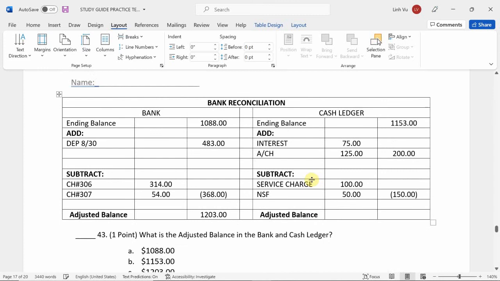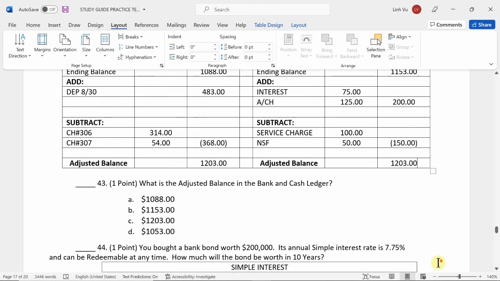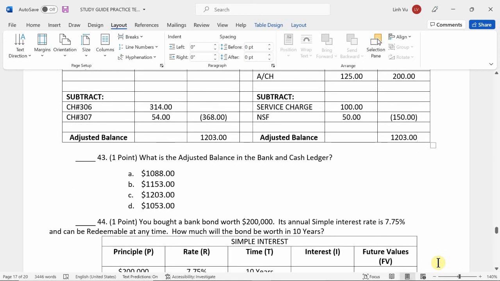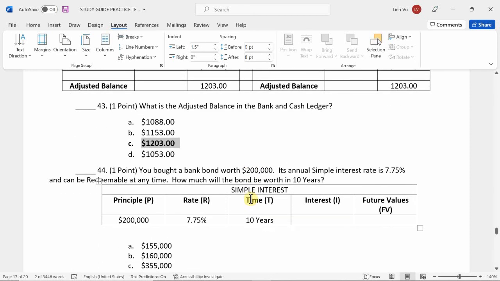So in this case, let's take a look. If I had $11.53 plus $200, go ahead. It's $12.03. Perfect. So in this case, let's take a look at my answers. So what is the adjusted balance in the bank and cash ledger account? $12.03 is the answer. Okay. So like I said, I'm only going to test you on the basics. If you know deposits and outstanding checks as well as interest and fees. That's all I need you to know. Nothing else.